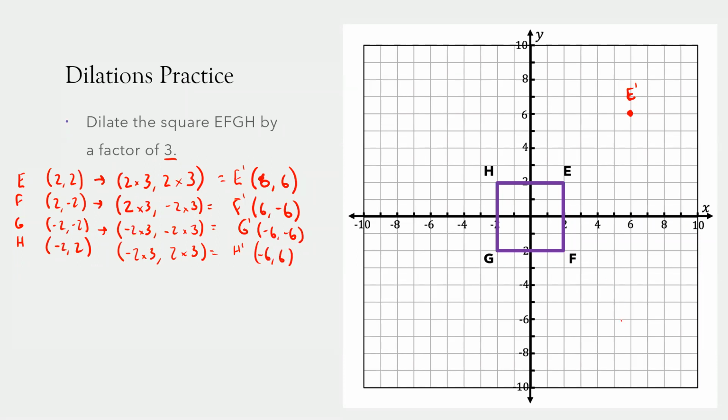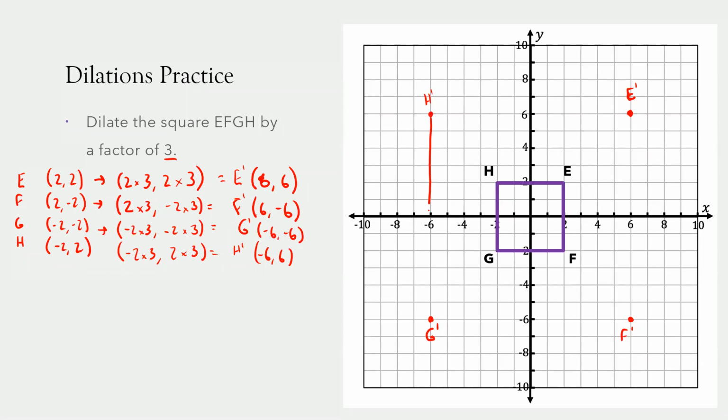-2 times 3 and 2 times 3 for H, and that gives us H prime, which is -6, comma, 6. So we can graph each of these. F prime is at 6, comma, -6. G prime is at -6, comma, -6. Did I say that was what F prime was? I meant +6, -6. And H prime is at -6, +6. So that would be right here.